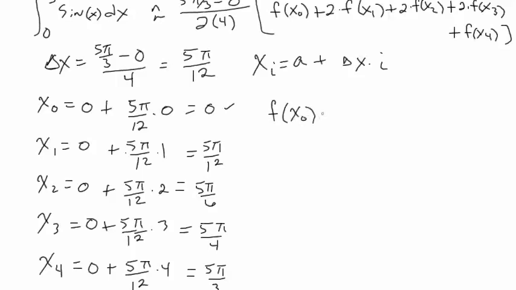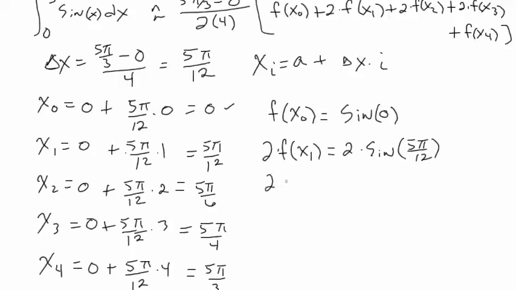F of x naught is equal to... we take x naught, which is this guy right here, and plug it into our function, which happens to be sine x, so this would be sine of 0, because our 0 goes into the function there. And then the next one is 2 times f of x1, so this becomes 2 times sine of 5 pi 12ths, and then we have 2 times f of x2, 2 times sine, and x2 is 5 pi 6ths. We could actually get an exact value to that.